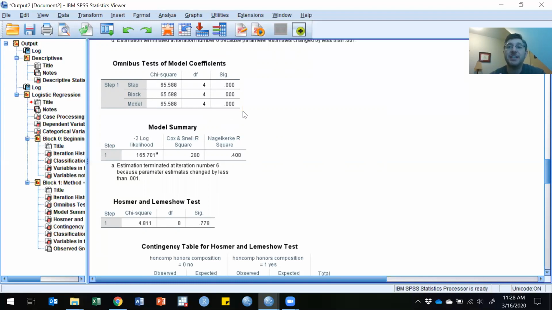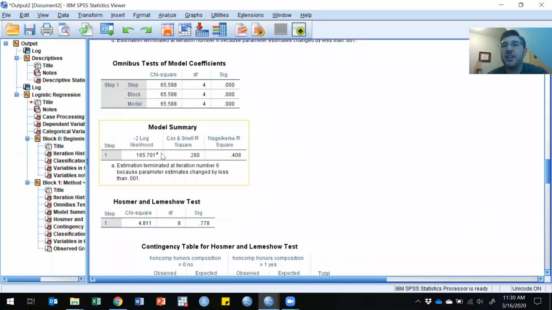If you were to do this as a block entry or sequential regression, like we talked about in OLS, you could do the same thing here. You could enter your independent variables into blocks and get one of these likelihood ratio tests for each one of the blocks, comparing block 1 to block 2, block 2 to block 3. Here, since we entered all the variables simultaneously, we're only comparing them against the null model.